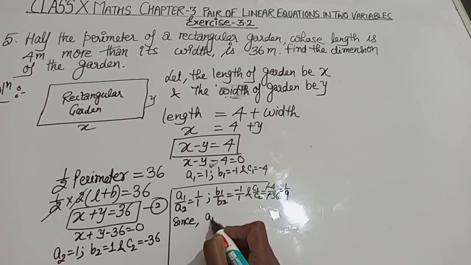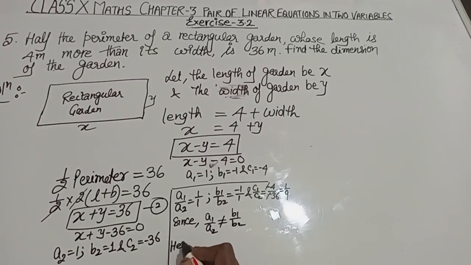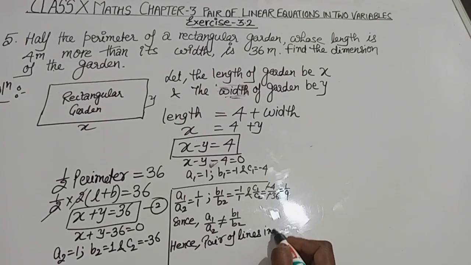Since a1 upon a2 is not equal to b1 upon b2, hence the pair of lines intersect at a point, that is, there is a unique solution.